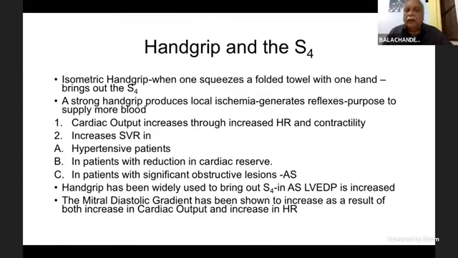In patients with reduction in cardiac reserve and in patients with significant obstructive lesions like AS, hand grip has been used widely to bring out the S4, because the presence of an S4 in AS tells you that the gradient is at least 75 millimeters of mercury between the LV and the aorta. So the LVEDP is increased and hence the S4 comes. And the mitral diastolic gradient has been shown to increase as a result of both increase in cardiac output and increase in heart rate. So the mid-diastolic murmur of mitral stenosis can also increase with hand grip.